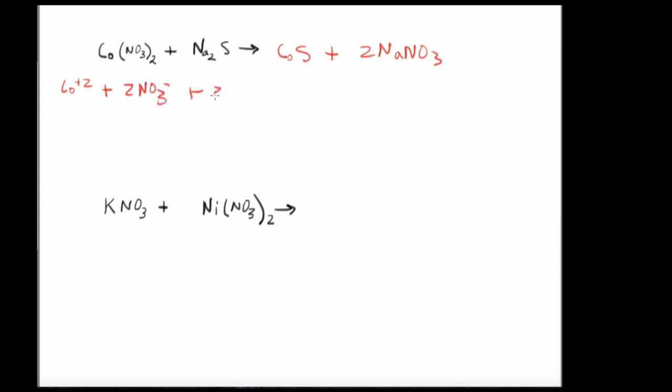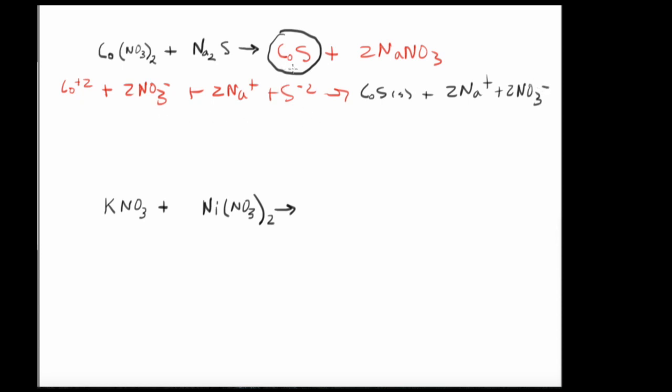All right, the complete ionic is going to be Co 2+ plus 2NO3- plus 2Na+ plus S 2-. Now again, remember, cobalt sulfide is going to be the solid because it does not contain a group 1A, and sulfide is not nitrate. So when we rewrite that, it has to be written together. This is the solid, and then we're going to have 2 Na+ and 2 NO3-.